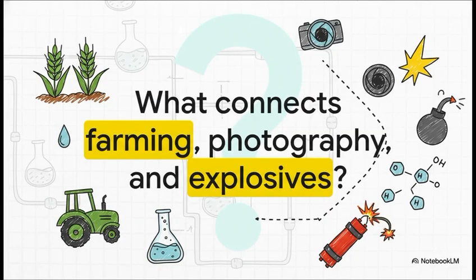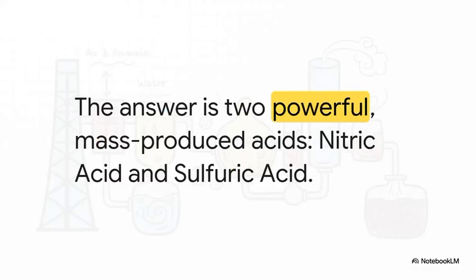Okay, so this sounds like the start of a riddle, right? Farming, photography, and explosives. I mean, on the surface, what could they possibly have in common? But it turns out there's a single chemical thread that ties them all together. And the answer is two incredibly powerful, mass-produced acids, nitric acid and sulfuric acid. These are the true unseen giants of our modern world.